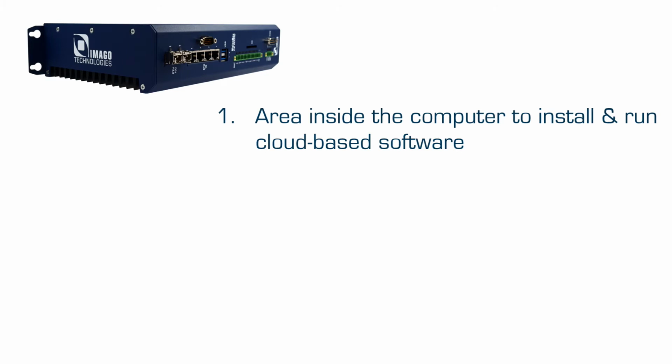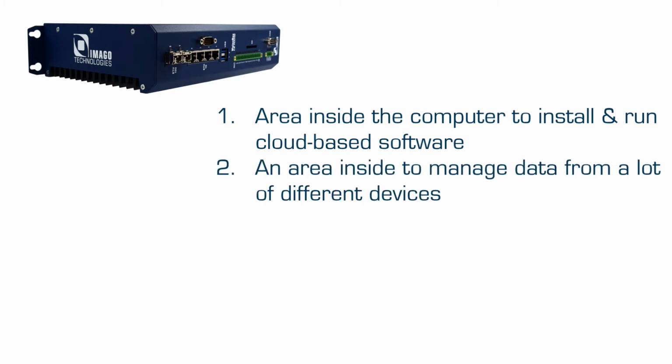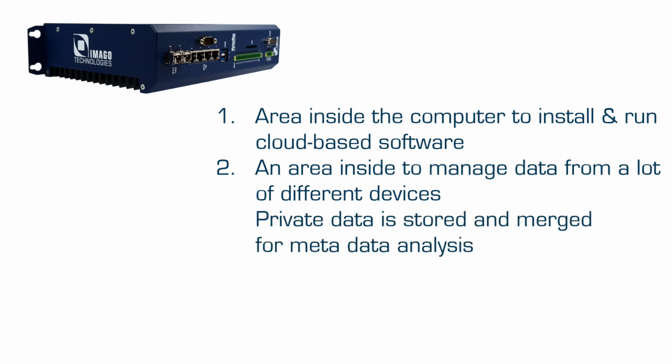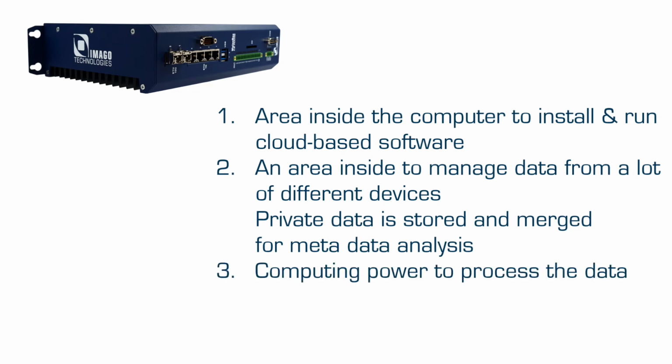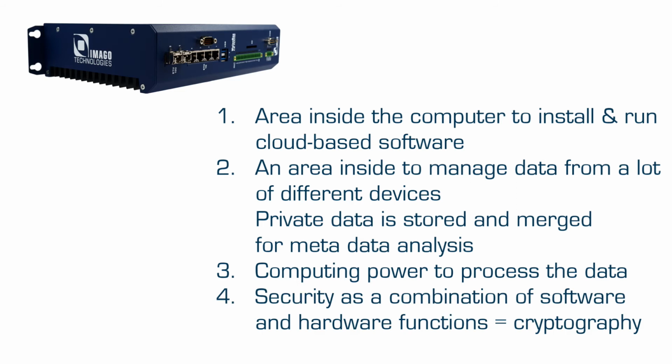An edge computer or edge controller should provide, first, an area inside the computer to install or run cloud-based software, which is managed from the outside. Second, an area inside to manage data from a lot of different devices like IPCs, embedded computers, intelligent sensors, and of course vision systems and smart cameras, as they are a key technology in today's machines. Private data is stored and merged for metadata analysis inside the edge box. Third, computing power to process the data. And fourth, security guaranteed as a combination of software and hardware functions, or also cryptography.